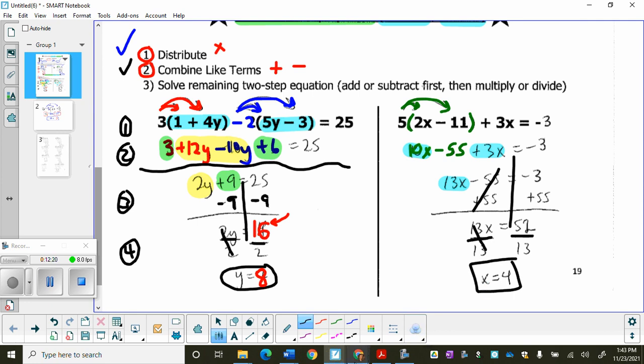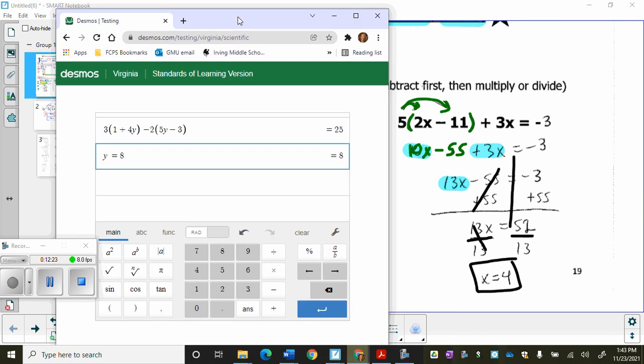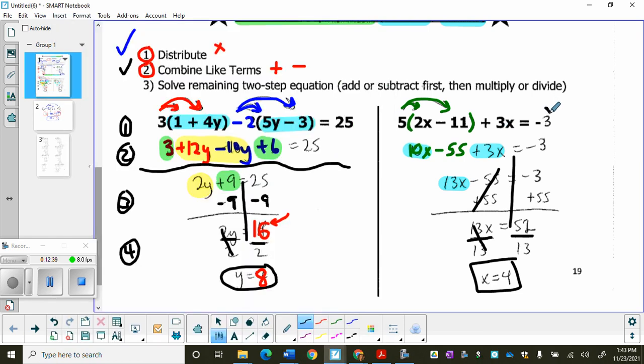And let's pull up Desmos now to see where we're at with that. All right, so this one was a 5 parentheses 2x minus 11, and then we got plus 3x. And we think that x should be a 4. And it looks like when x is 4, we get a negative 3, which is what we should have over here. So we did everything right.